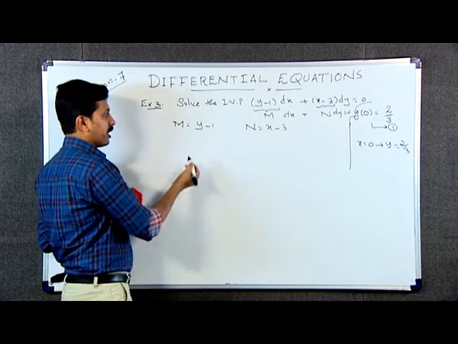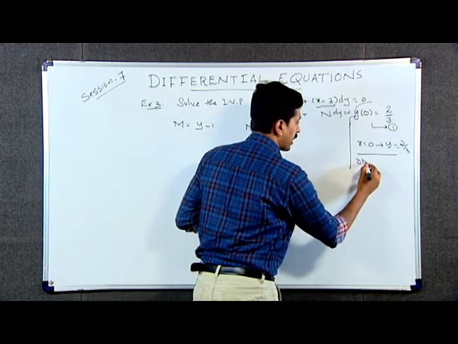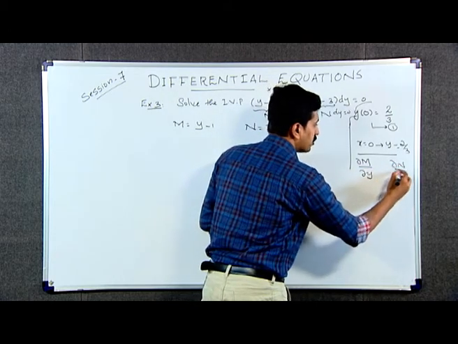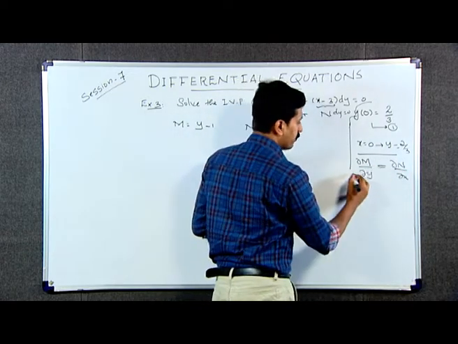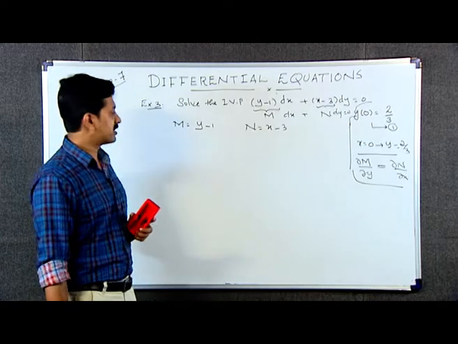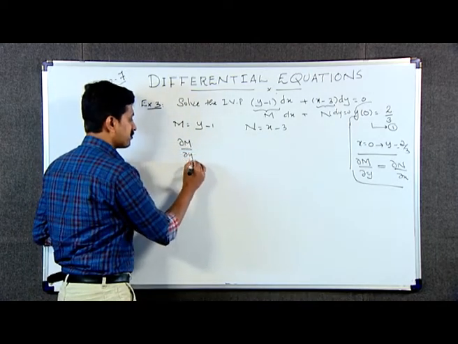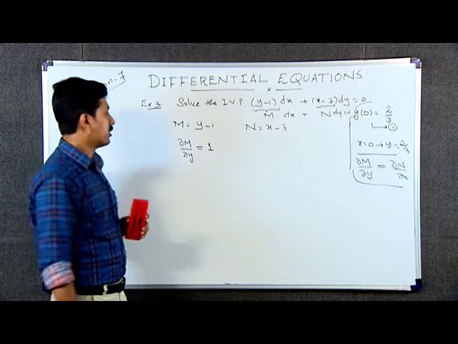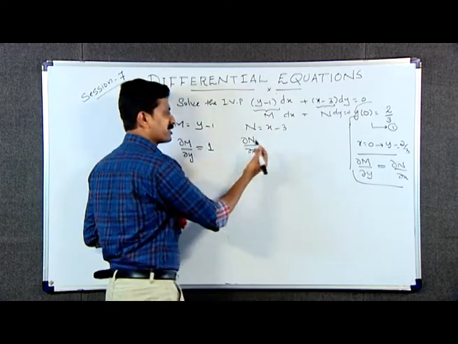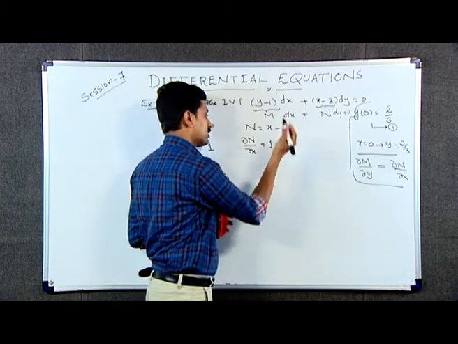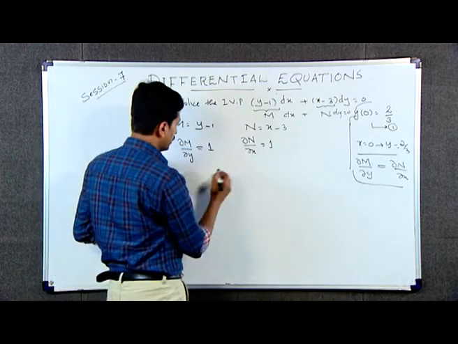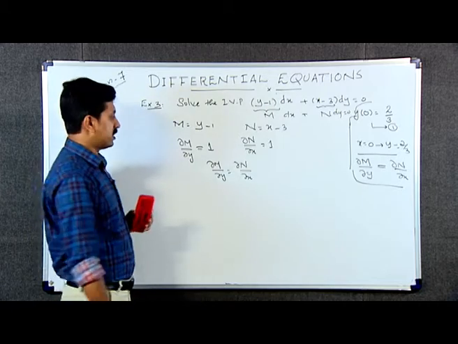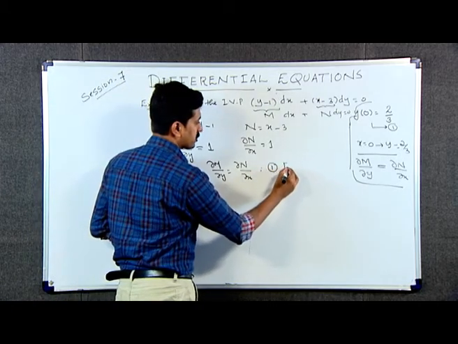We have to check whether our differential equation is exact or not. To check, we have to compute ∂M/∂y as well as ∂N/∂x. If they are equal, we can say that our given differential equation is exact. So ∂M/∂y: we are differentiating partially with respect to y, only y is there, therefore the value is 1. And ∂N/∂x, partially differentiating with respect to x, is equal to 1. So simply we can say that ∂M/∂y is equal to ∂N/∂x.